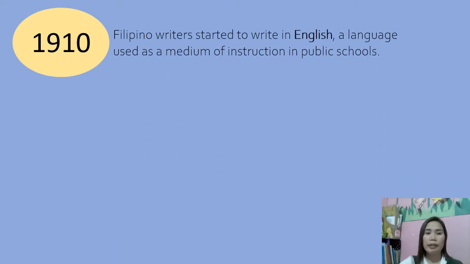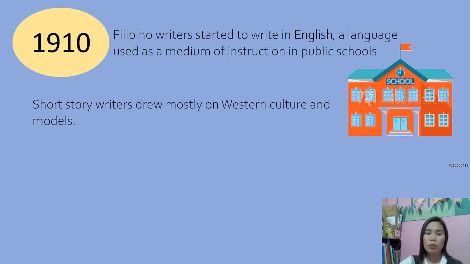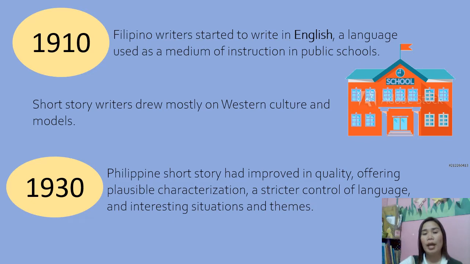So, in the year 1910, Filipino writers started to write in English, a language used as a medium of instruction in public schools. Also, short story writers drew mostly on Western culture and models. And in 1930, the Philippine short story had improved in quality, offering plausible characterization, a stricter control of language, and interesting situations and themes. So here, as they were still adjusting to new freedom from the Spanish regime, limited short stories were written. Okay? And now I will introduce to you some notable Filipino writers.